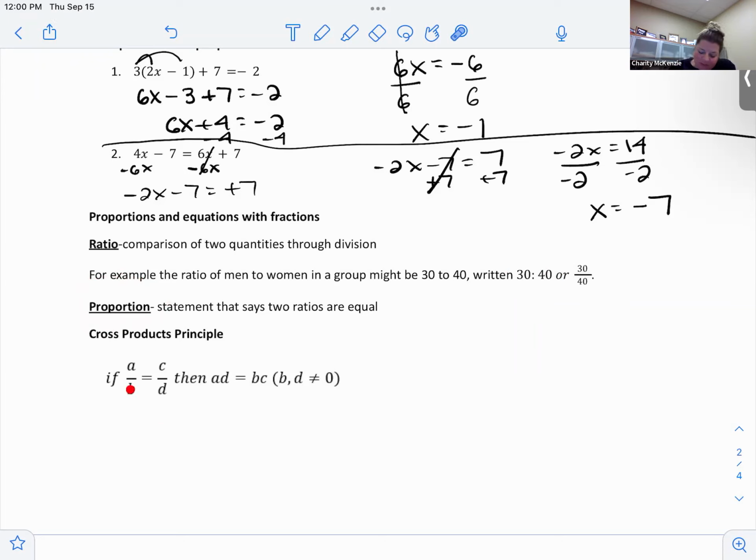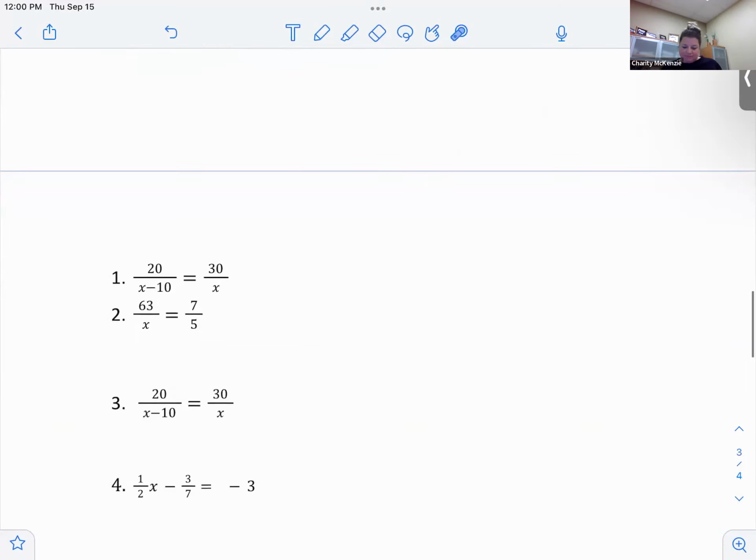And to solve these, we do something called cross multiplication. So we go B times C is equal to A times D. And that's what this is showing you. So if we have a fraction equals a fraction, we can cross times them and no longer have a fraction. Yay!